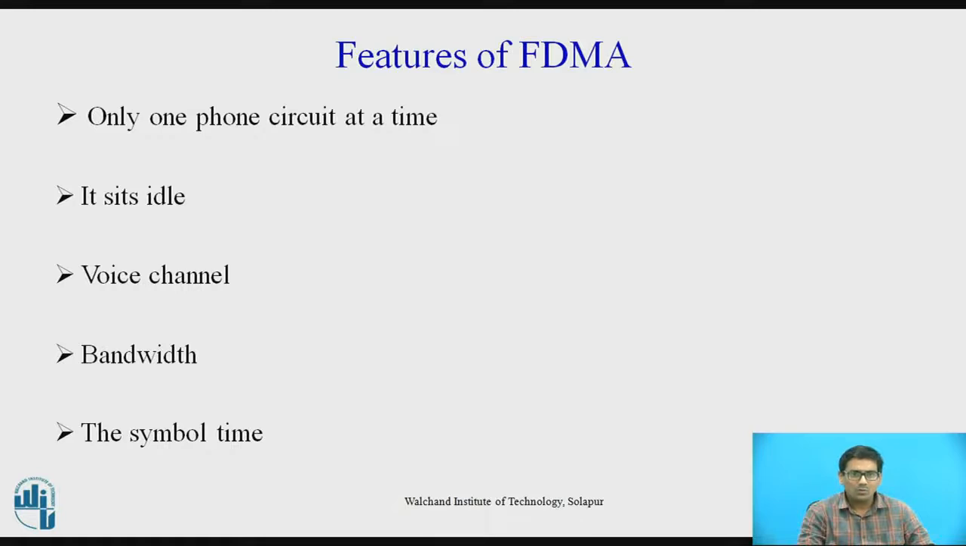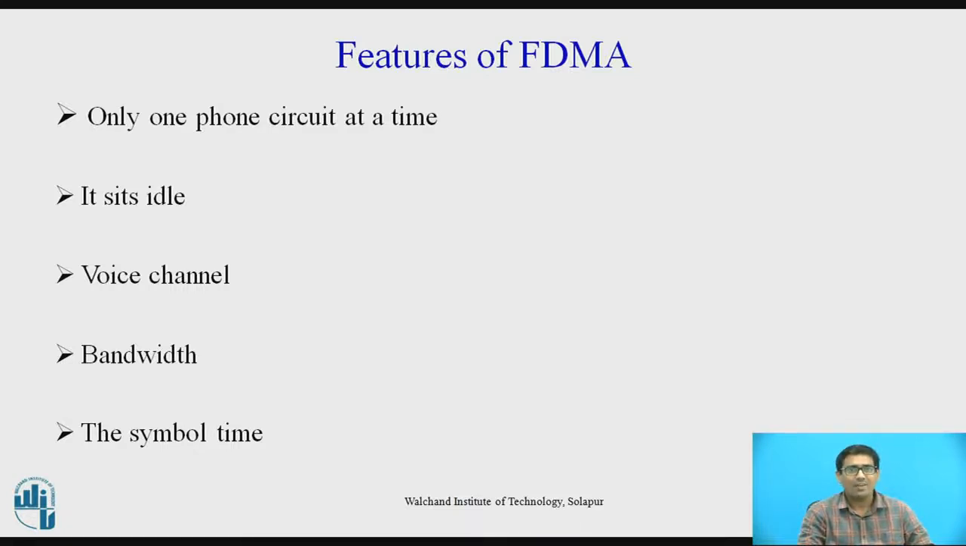Now we want to see the features of FDMA, which are as follows. The FDMA channel carries only one phone circuit at a time. If an FDMA channel is not in use, then it sits idle and cannot be used by other users to increase or share the capacity. It is essentially a wasted resource.